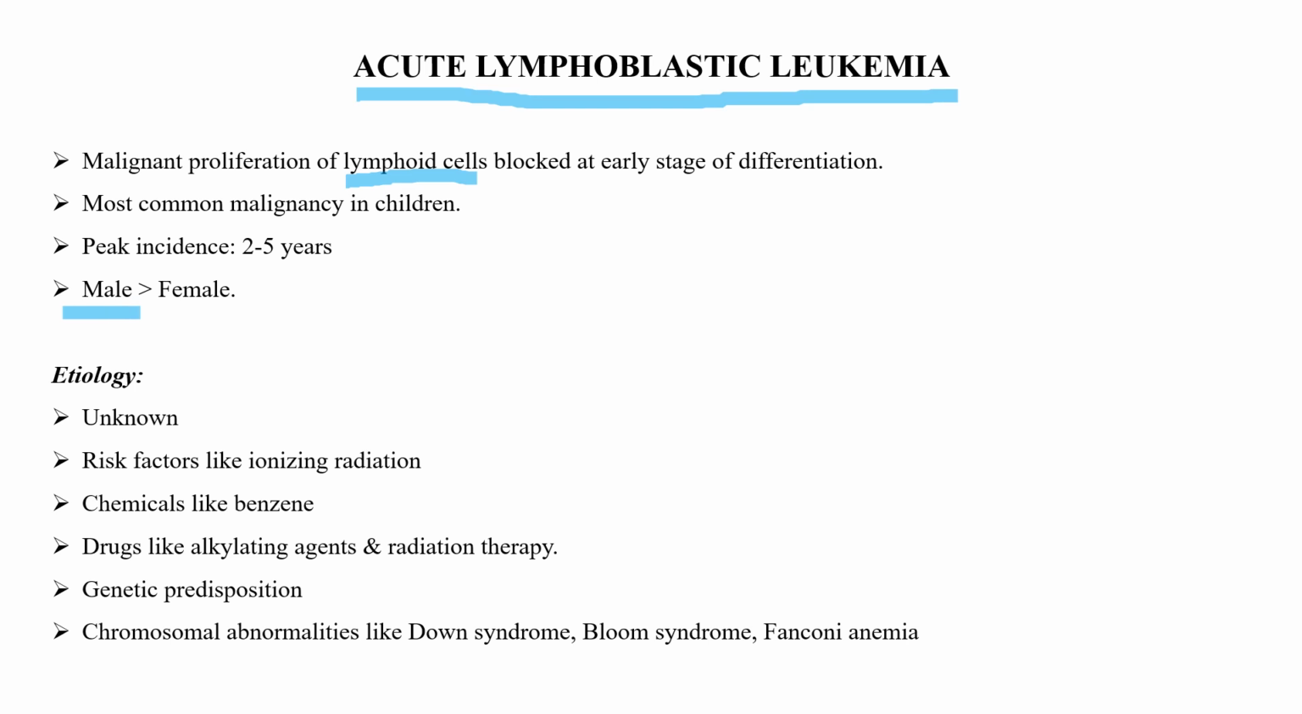Actually, the exact etiology is unknown, but some of the risk factors that are associated are exposure to ionizing radiation, chemicals like benzene, and drugs like alkylating agents and radiation therapy. And some have genetic predisposition because it is more common in identical twins, and also if a sibling has it, then there is a fourfold increased risk of developing ALL. And some chromosomal abnormalities like trisomy 21 Down syndrome, Bloom syndrome, and Fanconi's anemia.